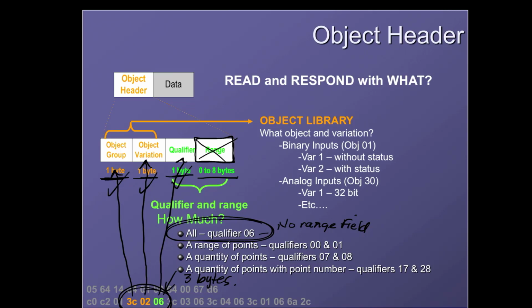Remember your variations, guys. You've got variations for each object, right? Variation 1 is a 32-bit analog, variation 2 is a 16-bit analog. Variation 1 for binary inputs is without quality flags. Variation 2 is with quality flags. Right?